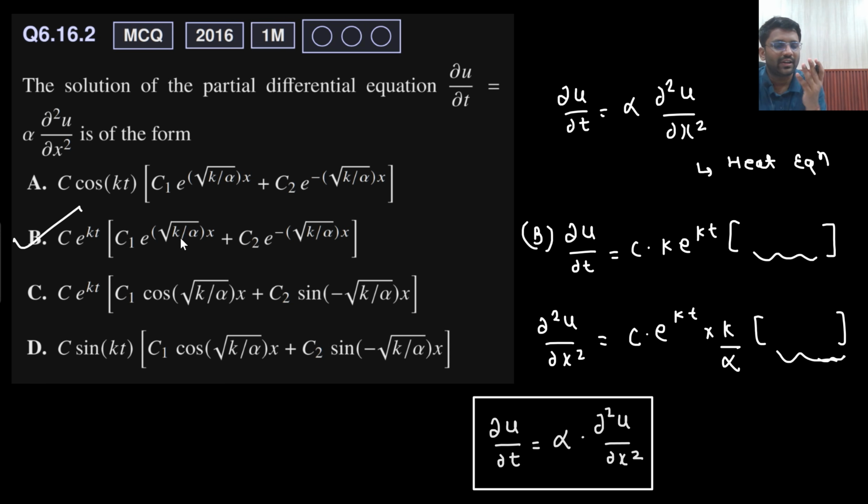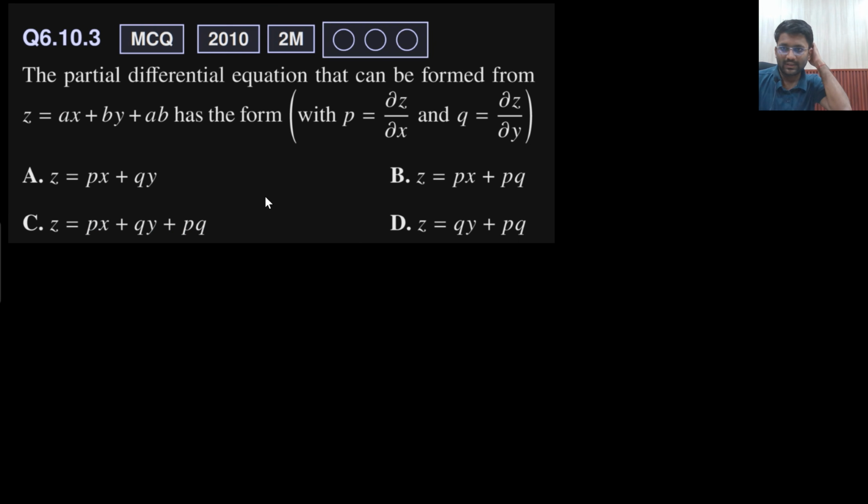Two times it will be differentiated, so k by alpha will come out, then simply multiply with alpha, job done, option B correct. Understandable? Next question.